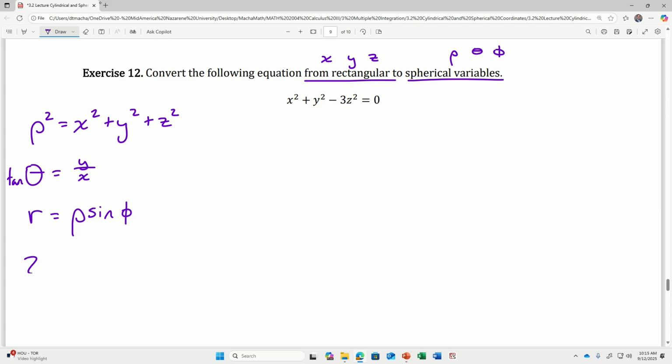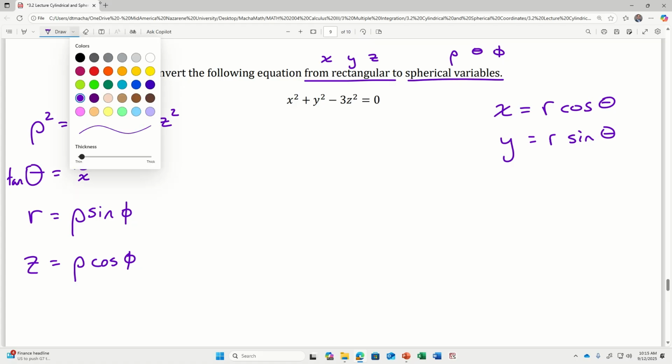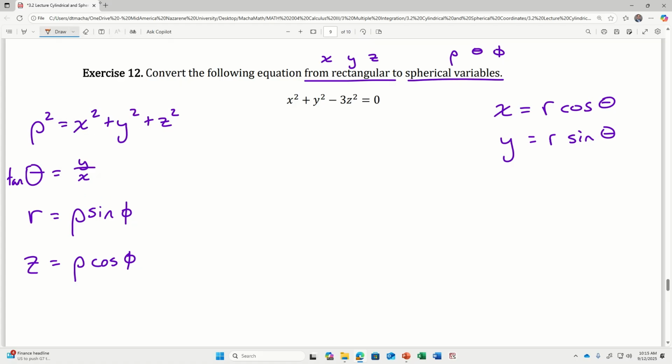I know that z is equal to rho cosine of phi. I'm just kind of grasping at things right now. And I could write some other stuff down, like x is equal to r cosine theta, y is equal to r sine theta. And just keep writing stuff down, right? Because the more tools you have sitting in front of you, something might inspire you to some kind of action.